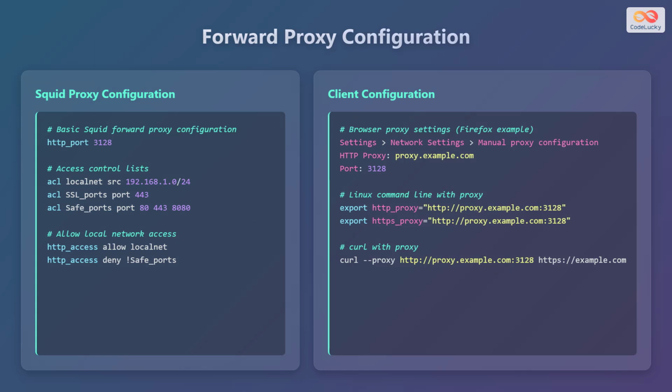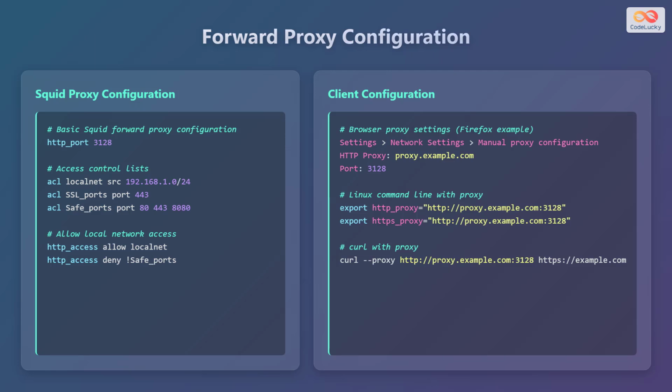Let's explore how to configure a forward proxy. We'll examine configurations for both the proxy server itself and the client devices that use it. Here's a basic Squid forward proxy configuration. First, we define the HTTP port on which the proxy will listen, in this case port 3128. Then we define access control lists or ACLs to control network access.